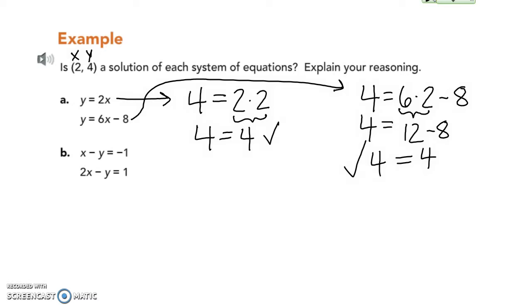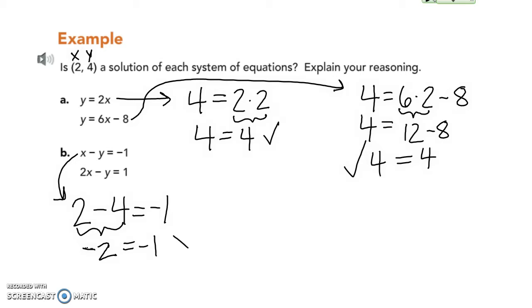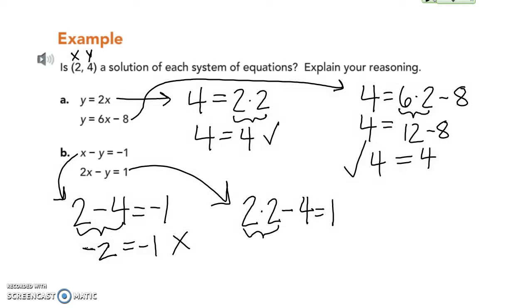Looking at the second one, I'm going to show you how you would know it would not be. So for the first equation coming down here, I would put 2 minus 4 equals negative 1. What is 2 minus 4? That is negative 2. Okay, does negative 2 equal negative 1? No. Same thing here. I would do 2 times 2 minus 4 equals 1. 2 times 2 is 4. 4 minus 4, does that equal 1? It equals 0.